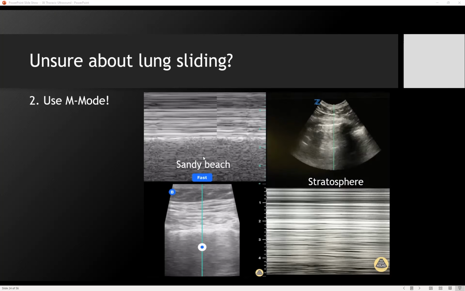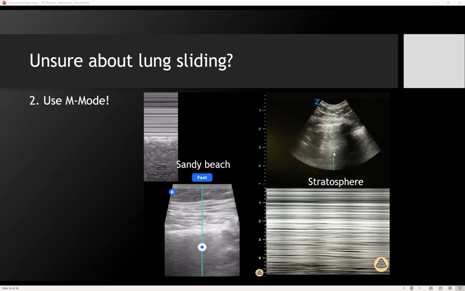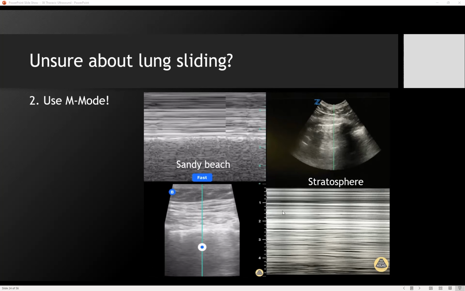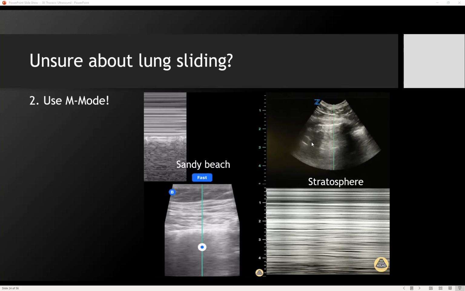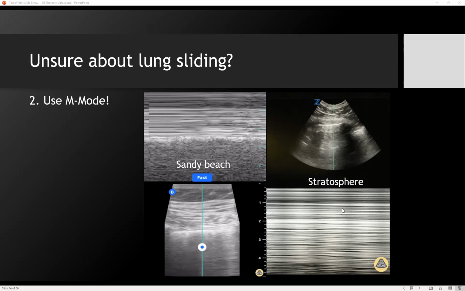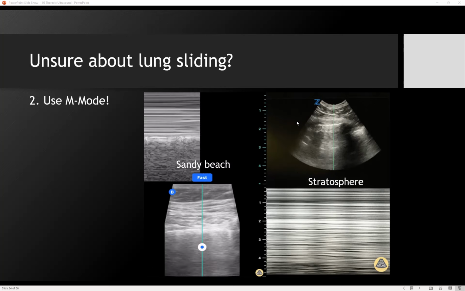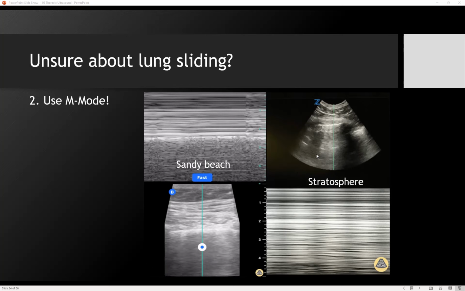If you don't have lung sliding, you have what's called the stratosphere sign. And this is basically nothing is moving here at all. So you're just getting straight lines all across the beach. The whole thing is just water. There's no beach. It's all stratosphere. It's all not moving. Any thoughts or questions so far? So some of you are probably still wondering why that first case was not a pneumothorax, and we'll get there.